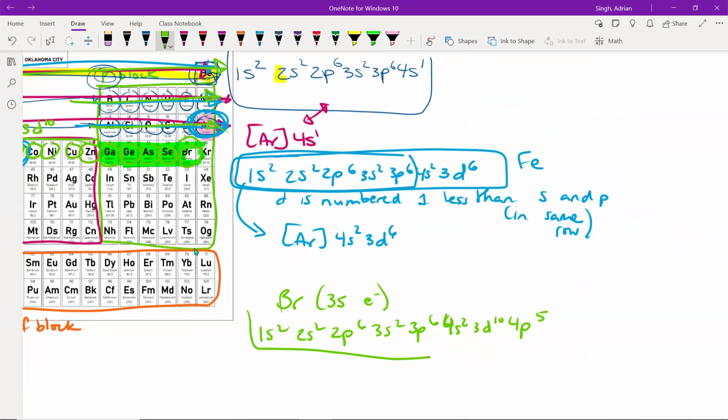Again, that's the full electron configuration. To write the noble gas configuration, you can find the noble gas before it, which is argon in square brackets. And then I have our 4s2, 3d10, 4p5.